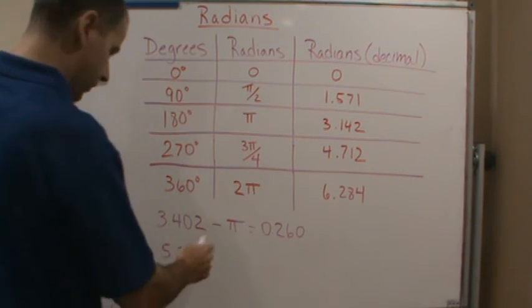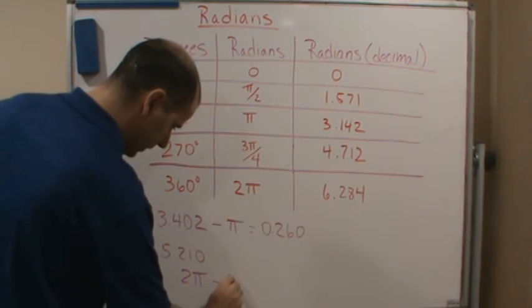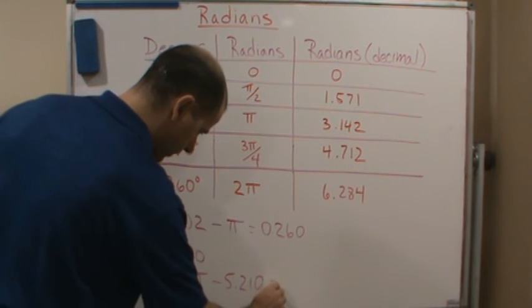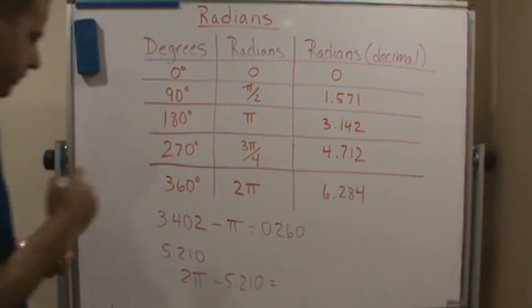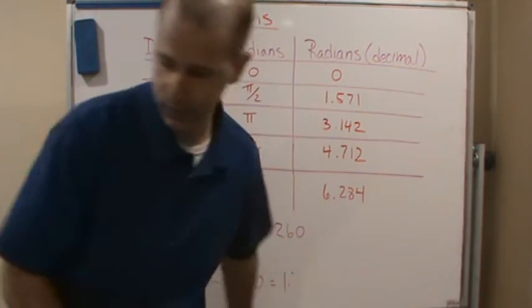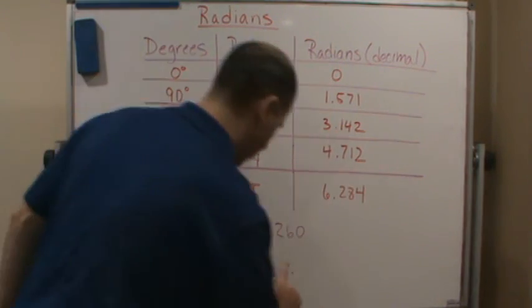So in other words, to find the reference angle, we're going to take 2 pi minus 5.210. And again, use your calculator and the pi key. If you do that, you get 1.073. Was it 703? Did I write it wrong? Hold on. Yeah, 073. I was right the first time.